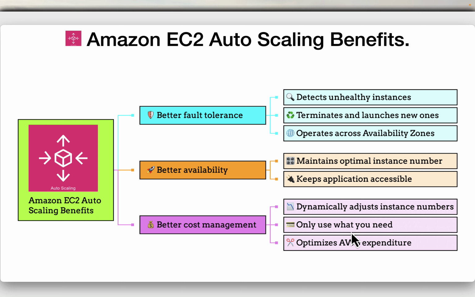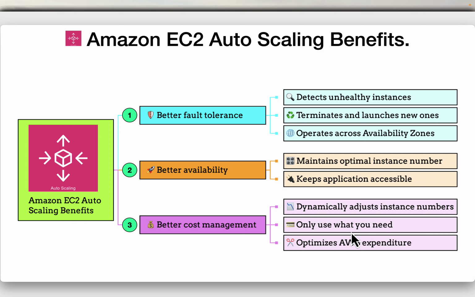Okay, Amazon EC2 auto scaling benefits. So first one, better fault tolerance. EC2 auto scaling detects unhealthy instances, terminates them and launches new ones. This includes the ability to operate across multiple AZs for increased reliability. Second, better availability. So it ensures your application maintains the optimal number of instances to manage current traffic demands, keeping your application accessible without manual intervention.